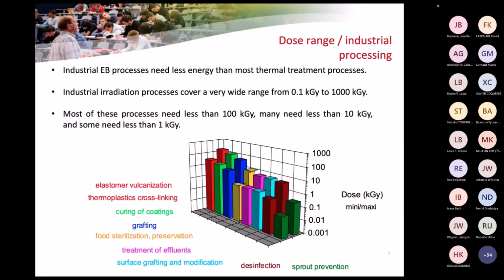Now we have already spoken of the many applications of industrial radiation processing, and this was developed by Yves Hénon again in the first lecture of this series. Interestingly, industrial EB processes need less energy than most thermal treatment processes, and this has been and is still a very strong advantage, which is exploited in this industry.